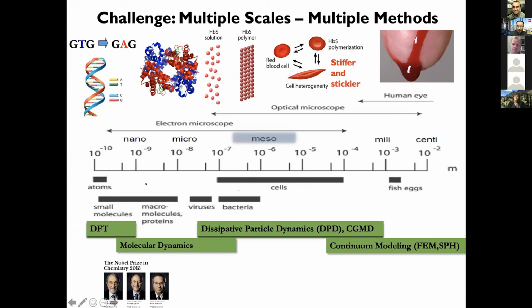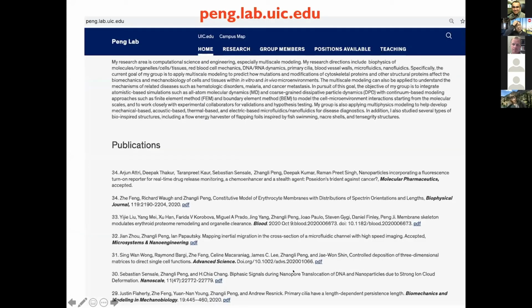Then we need to solve this kind of problem. Experimentally, you need different techniques, like different microscopes, but computationally in our lab, we apply different methods at different scales, including continuum modeling like finite element, dissipative particle dynamics like coarse-grained modeling, and molecular dynamics, and couple all this together to understand this type of mechanics-related disease. If you want to learn more about my lab's research, you can go to the lab website. You can look at the description of my research and the recent published papers on different topics.